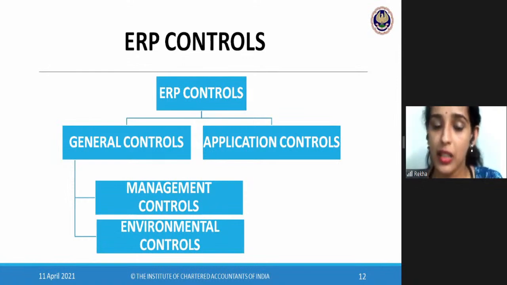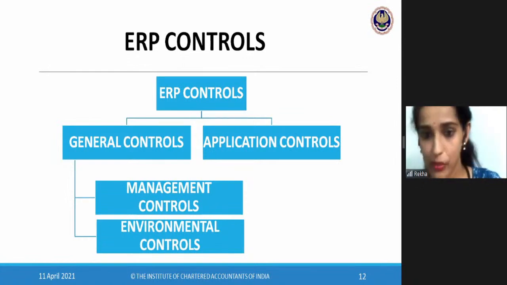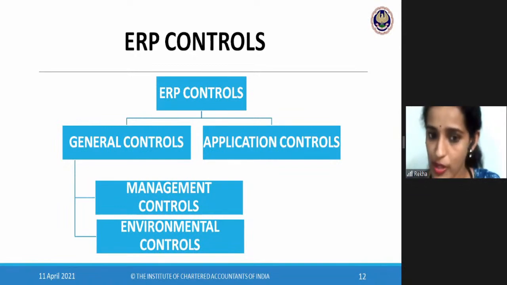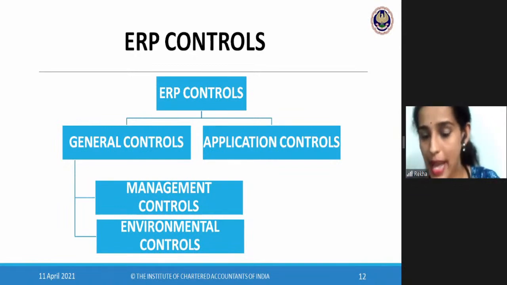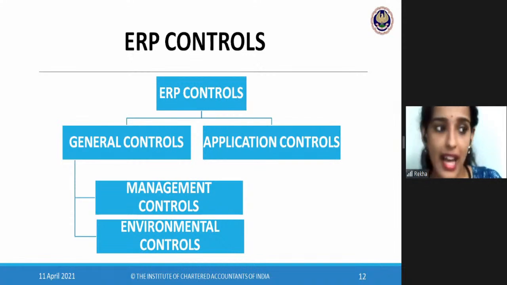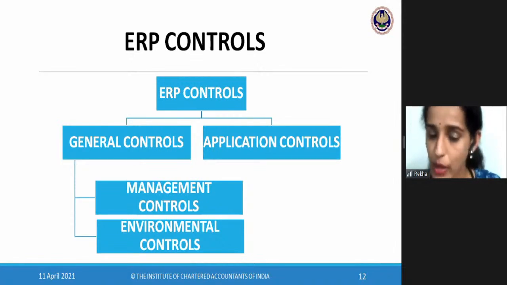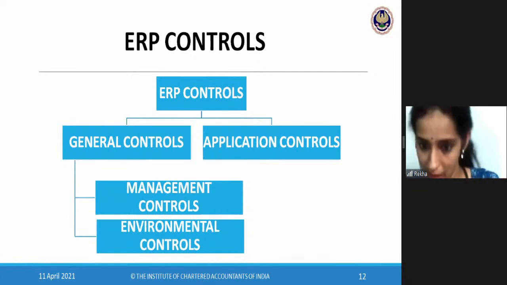Okay. Now, I'm not going in depth with this particular control part, but basically there are two types of controls. One is general and one is application control. And under general controls, you have management and environment. I'll tell you what each is. Now, general control is some kind of control that is not specific to one particular application.